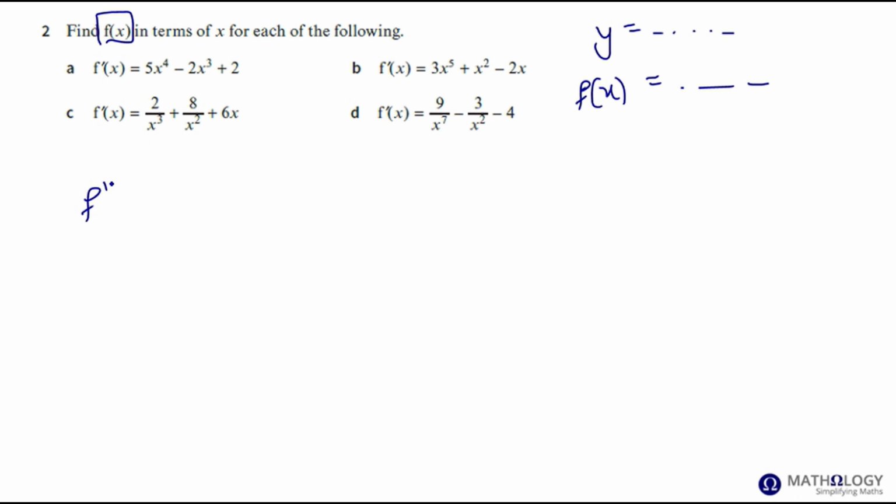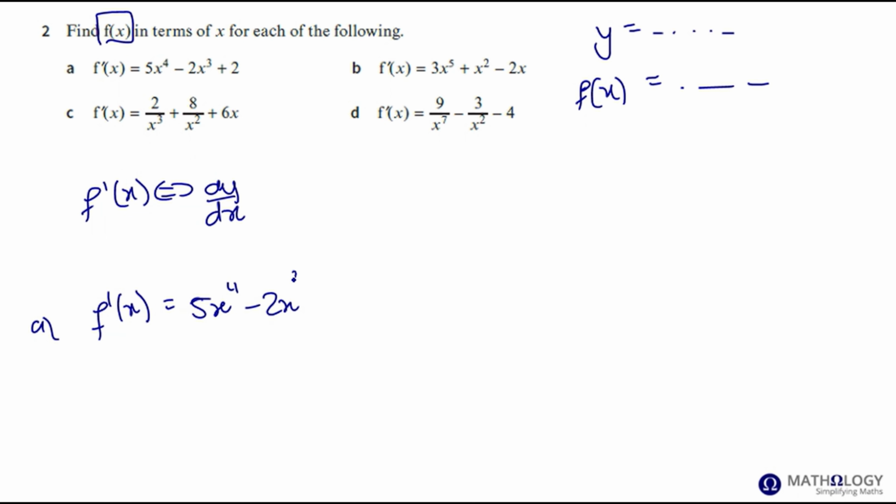Now f prime x is the same as dy/dx. We are given the derivative function or the gradient function, and we're required to find the expression from which we found that derivative. So f prime x equals 5x to the 4 minus 2x cubed plus 2. To find f of x, we integrate this with respect to x.